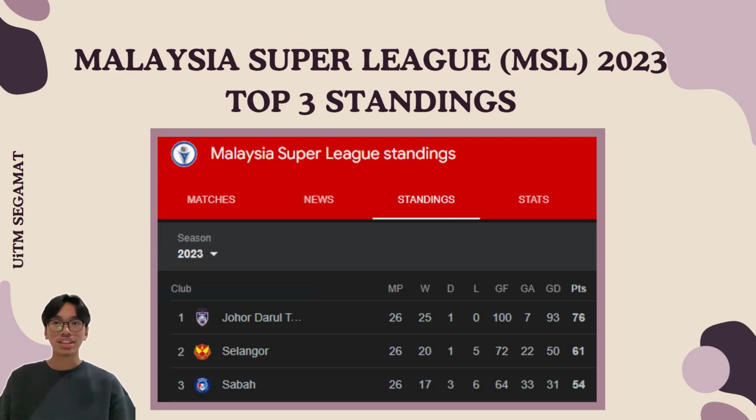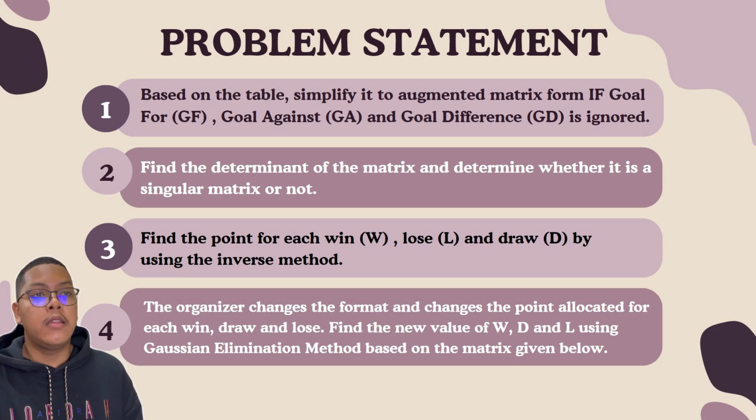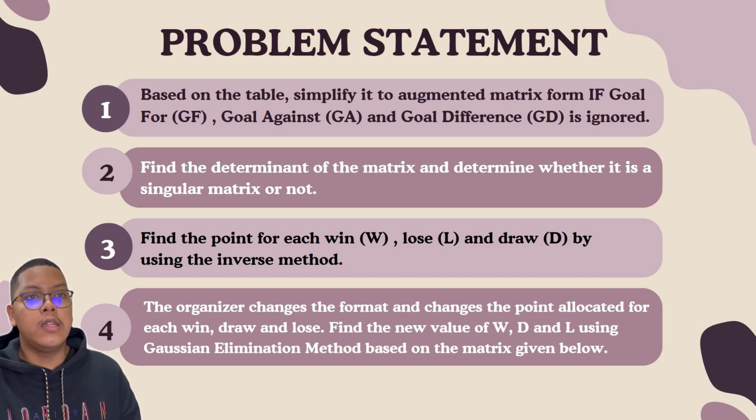So, as we can see, this is the Malaysia Super League, or MSL, for season 2023. And on the table, these are the top 3 standings. For the problem statement, as we can see here, we have 4 problem statements. The first one is, based on the table, simplify it to augmented matrix form if goal for GF, goal against GA, and goal difference GD is ignored.